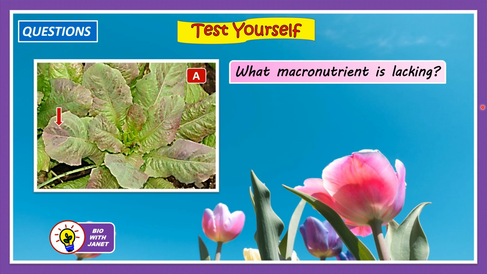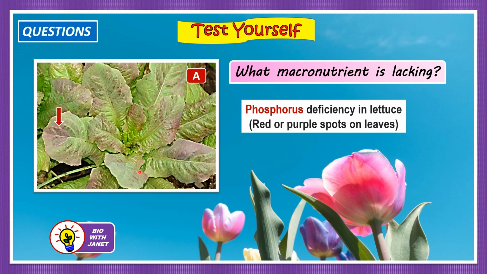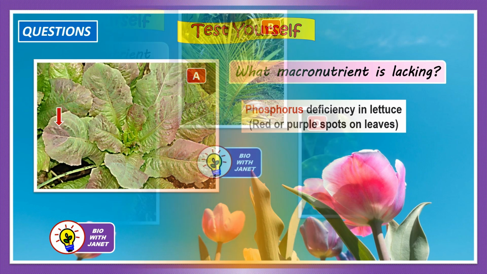Okay, the answer is phosphorus deficiency in the lettuce, right? Due to the presence of the red or purple spots on the leaf. Sometimes the whole leaf can turn reddish color, all right? So here, the plant is suffering from phosphorus deficiency because there are red or purple spots on the leaves. This is a sign of phosphorus deficiency.